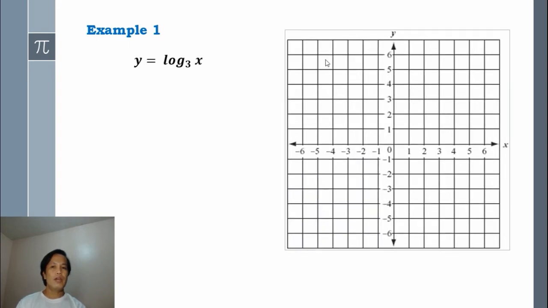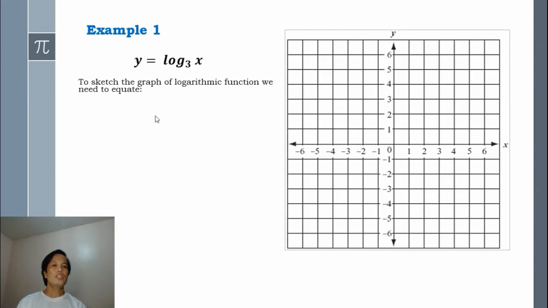So how do we plot the graph of a logarithmic function? Let's start with example number 1. For example, we are to plot the graph of y equals log of x base 3. As you can see, this is in the general form for the logarithmic function. We have the y, we have the x, we have the base here. Now, first things first, we have the Cartesian plane.